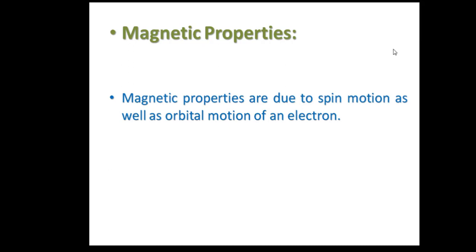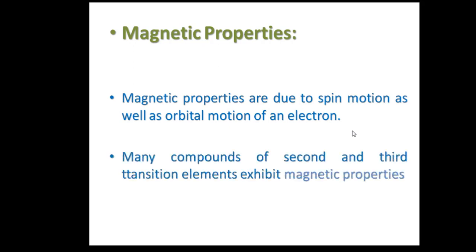So this is actually the factor which is responsible for the magnetism. There are many compounds in the second and third transition elements which exhibit such magnetic properties. A number of the elements show magnetic properties, which is due to the presence of unpaired electrons in the d orbitals.